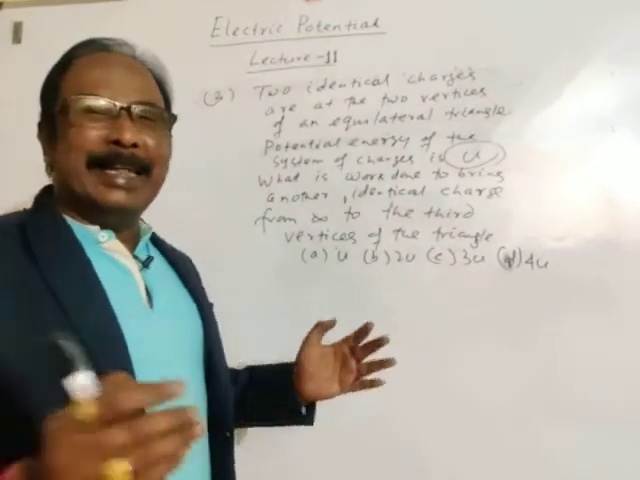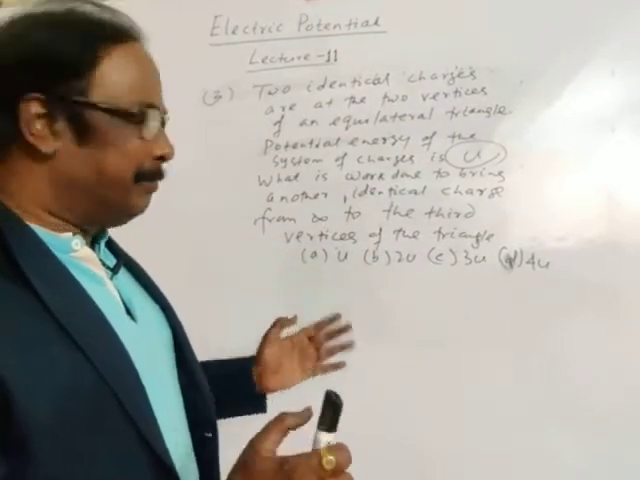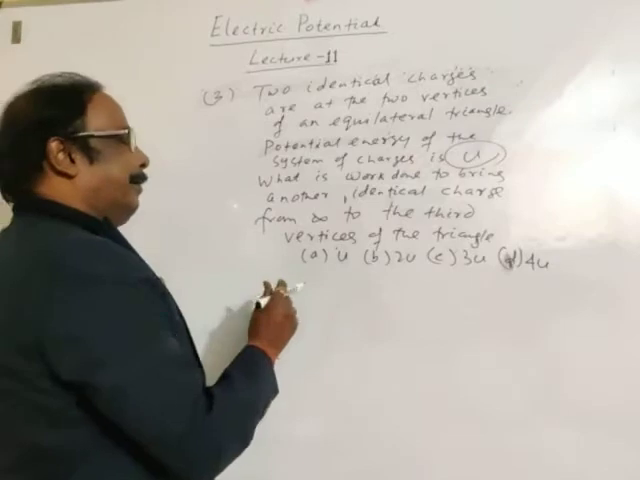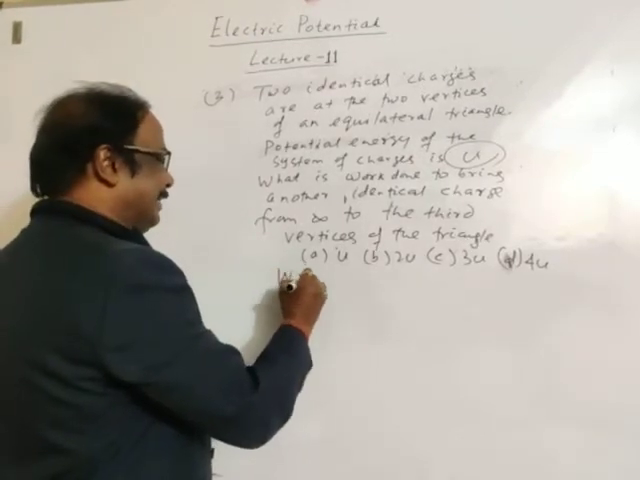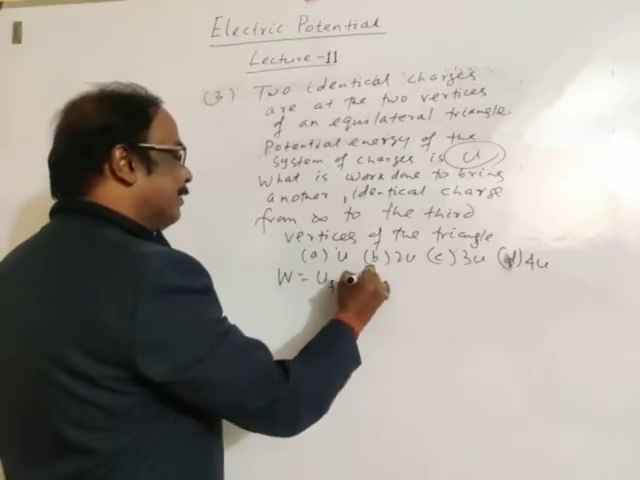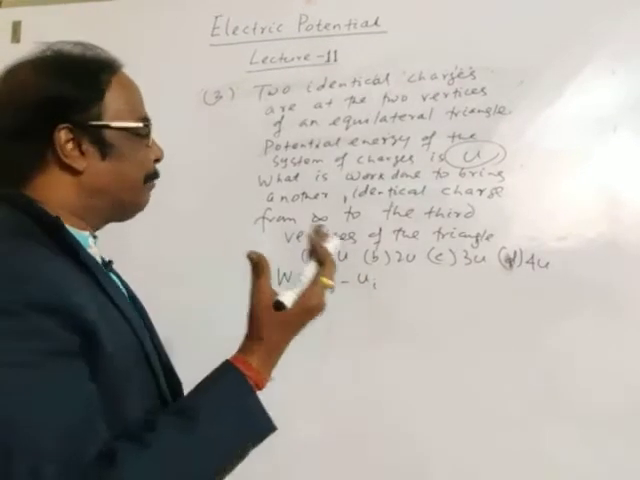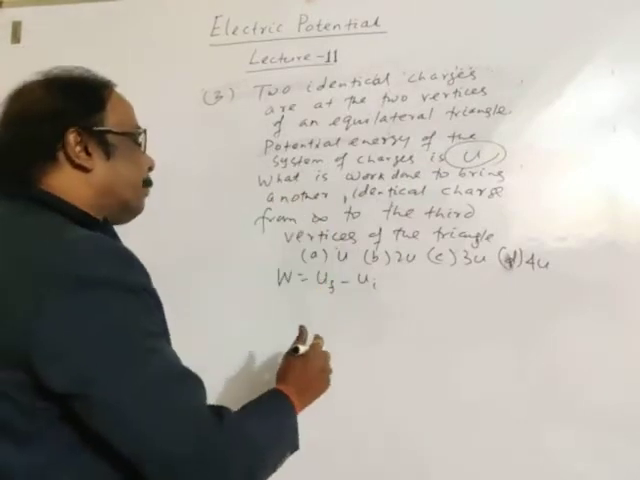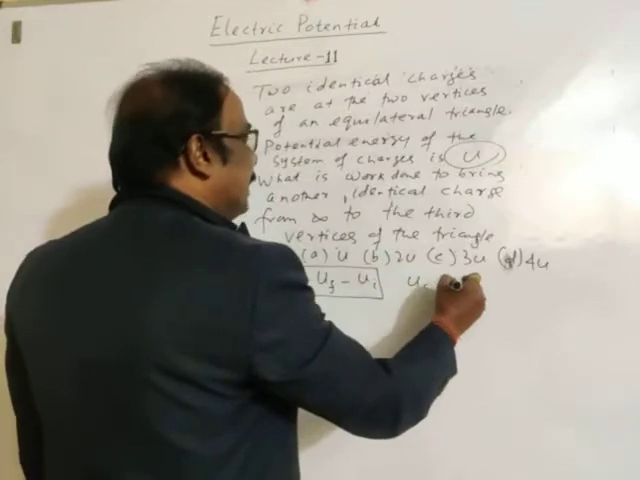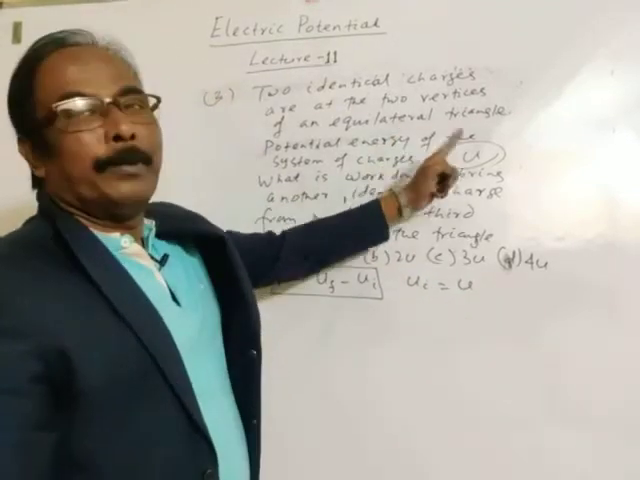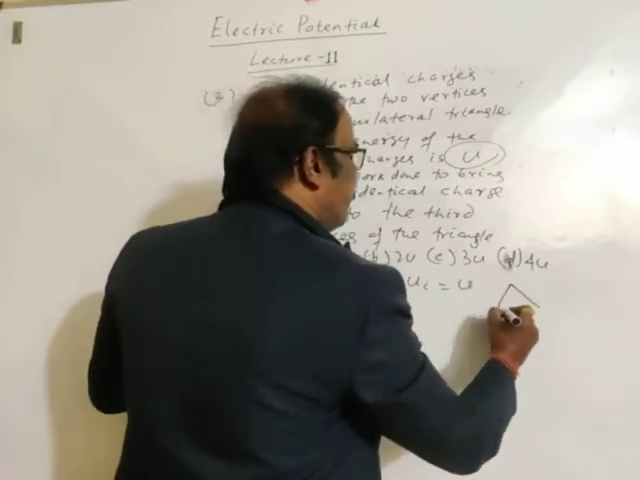Work is the change in potential energy. Work is equal to final potential energy minus initial potential energy. Here, the initial potential energy of the system of two charges is U.